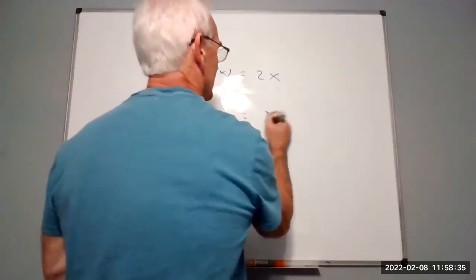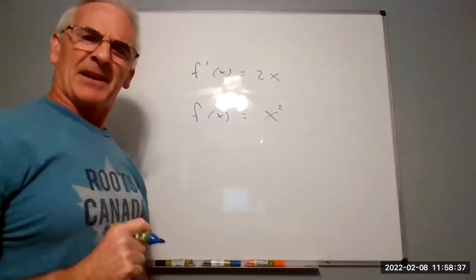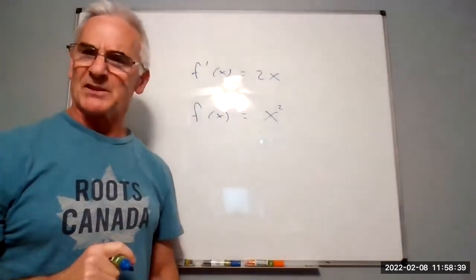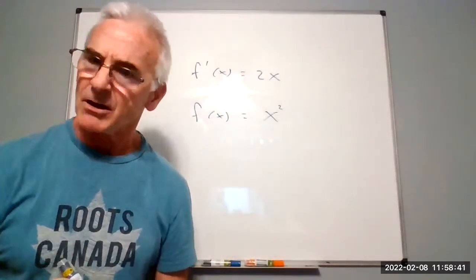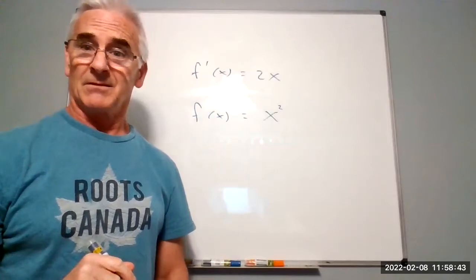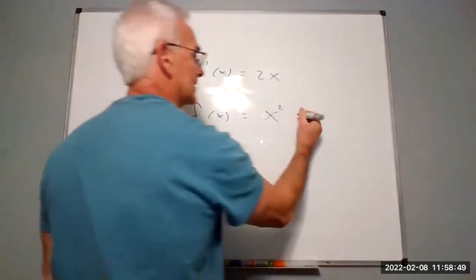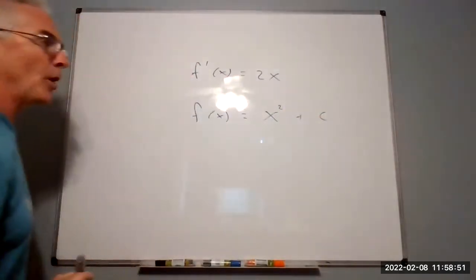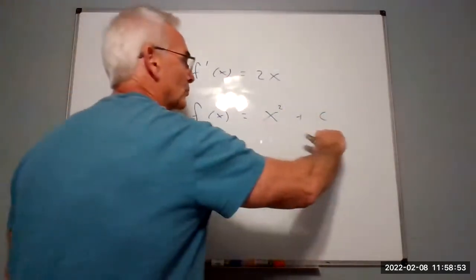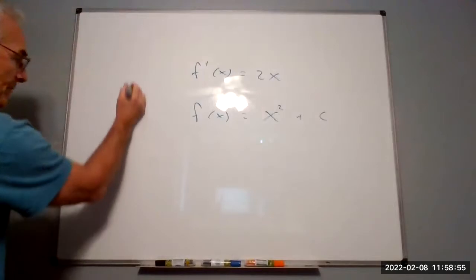Now, somebody might say, well, how about x squared plus 5? And someone else might say, well, what about x squared minus 3? Are you both right? Yeah. x squared plus any number, its derivative would look like this. So we say, let's throw in an arbitrary constant because the derivative of this is this.